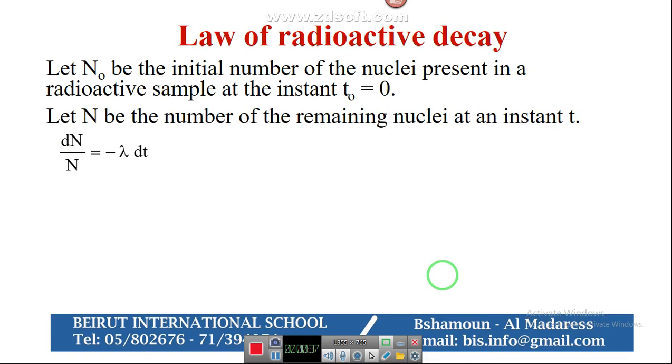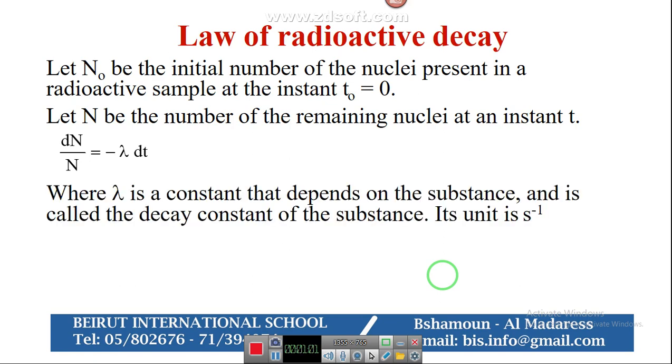First of all, let N0 be the initial number of nuclei that was present at t equal 0. Let N be the remaining number of nuclei at any instant t. We have dN over N, which is the derivative of N with respect to t, equal minus lambda dt, where lambda here is not the wavelength; it is called the decay constant. Its unit is per second.